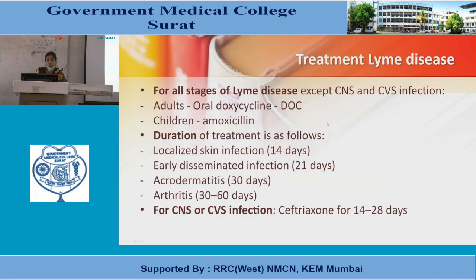For all stages of Lyme disease except CNS and CV infections, oral doxycycline is the drug of choice for adults, and for children amoxicillin can be given. Duration of treatment also follows: localized skin infection should be given 14 days. Early disseminated infection, 21 days of treatment. Acrodermatitis, 30 days, and arthritis, 30 to 60 days of treatment should be given. For CNS or serious infections, ceftriaxone is given for 14 to 28 days.